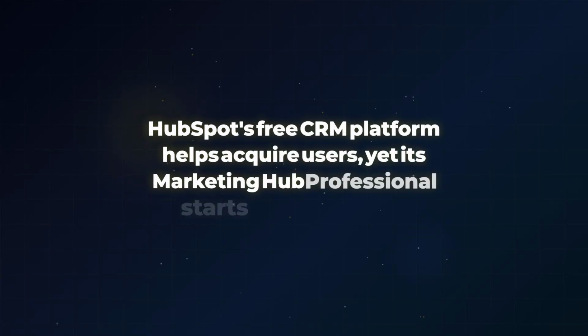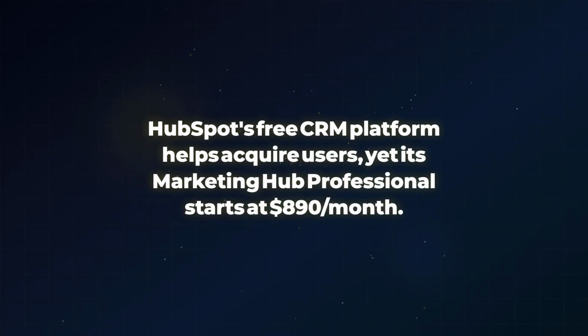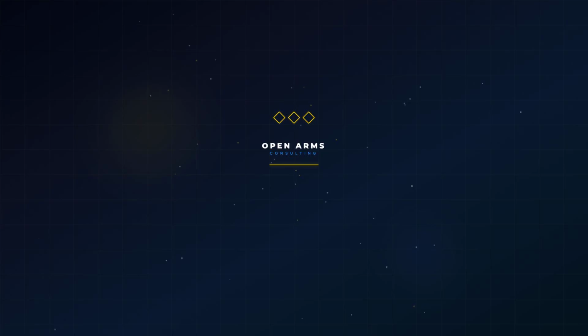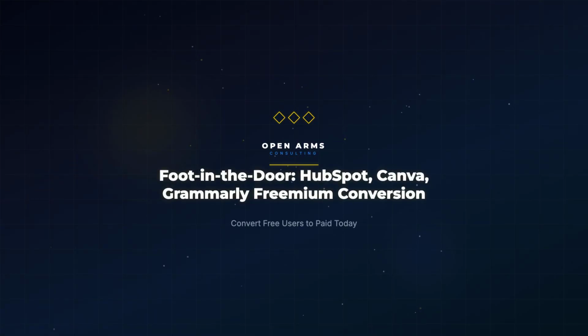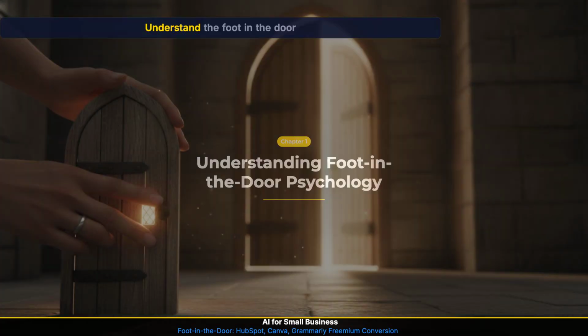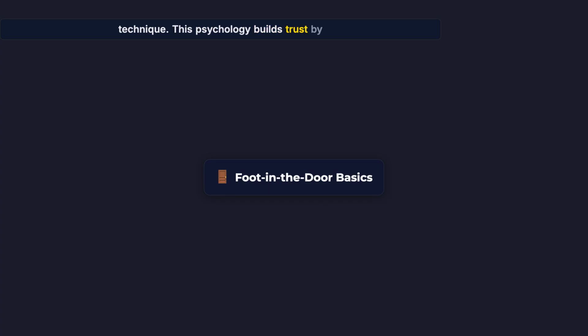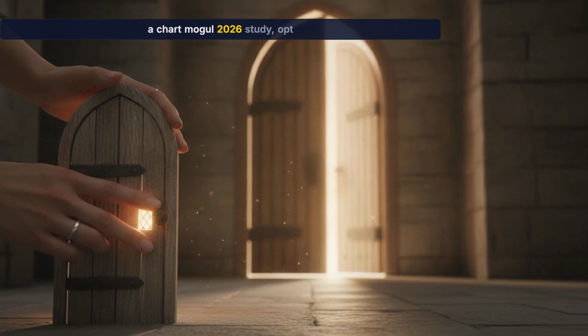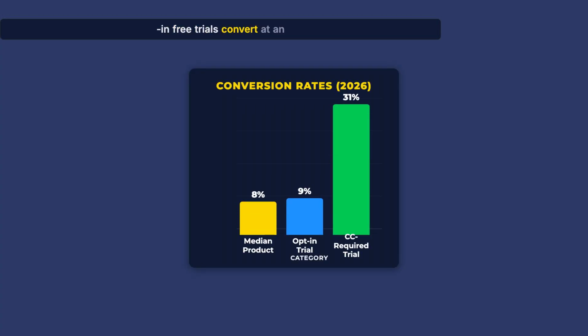HubSpot's free CRM platform helps acquire users, yet its Marketing Hub Professional starts at $890 a month. Understand the foot in the door technique. This psychology builds trust by offering a free service, like Grammarly's basic grammar tool. According to a ChartMogul 2026 study, opt-in free trials convert at an average of 8.9%. Start applying this strategy to your app today.